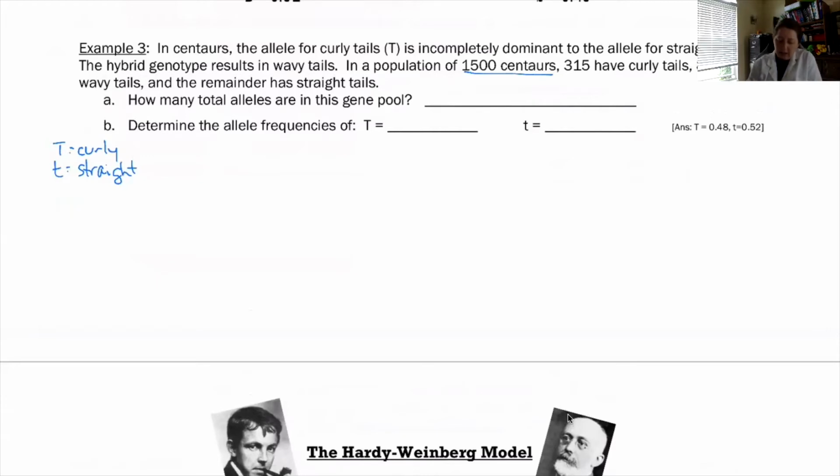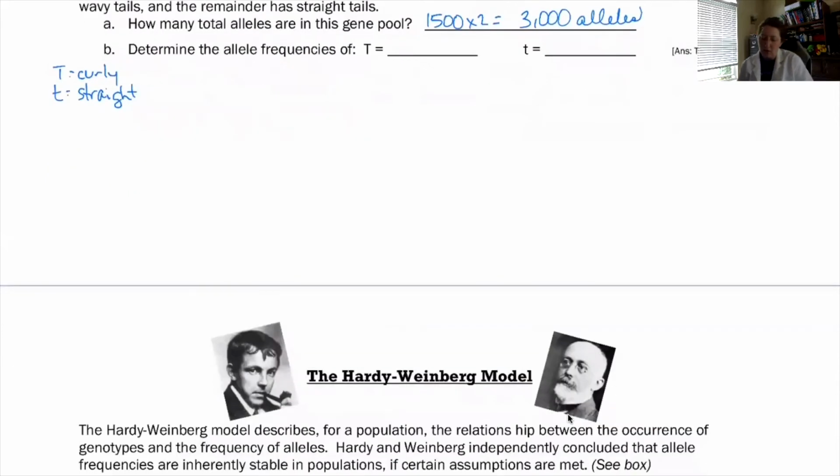If we have 1,500 centaurs and each centaur gets one piece of genetic information from their mom, one piece of genetic information from their dad, so they have two sets of genetic information, just like all of us. So 1,500 times 2 gives me 3,000 alleles is what we're working with. Okay, so now we have to determine the allele frequencies of capital T and lowercase t.